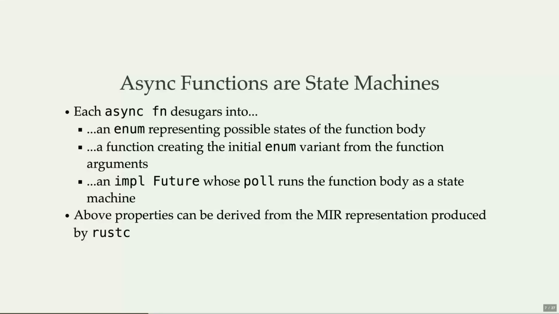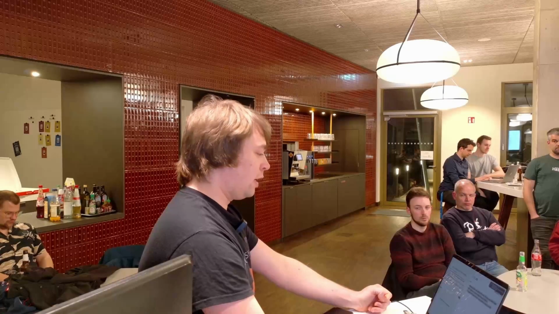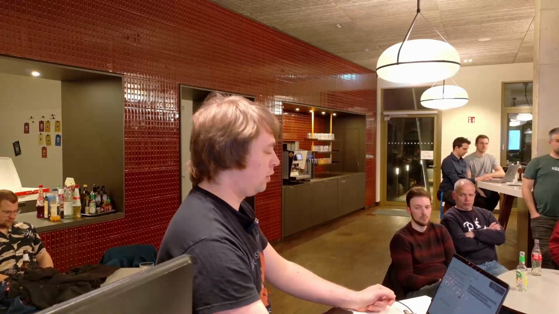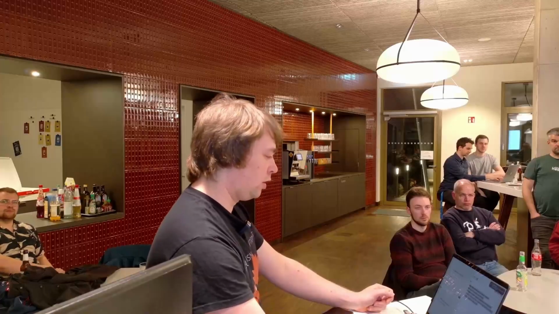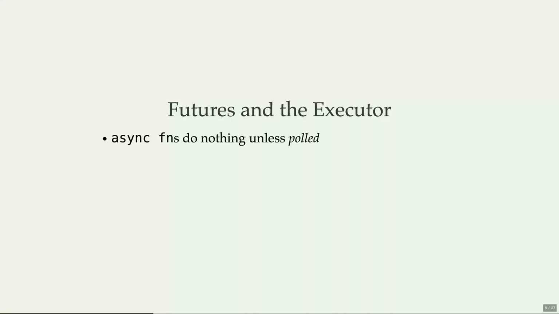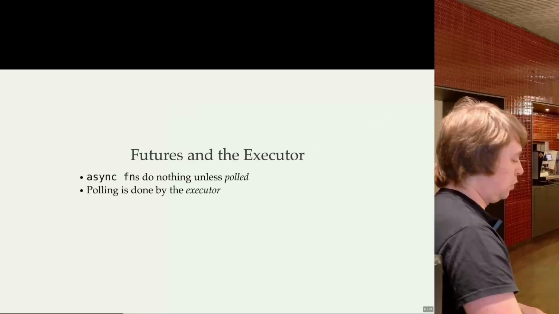All right, so we've now seen an async function desugars into these things, but someone needs to call the poll function. And who is that? Well, async functions do nothing unless they are polled. So the desugaring just creates a function that creates an enum variant that is not executing any of the actual code that we wrote. That polling that we require to actually run the function is done by a component that's called the executor.